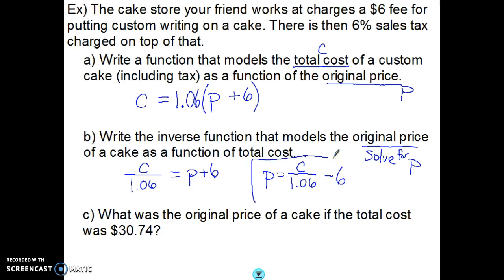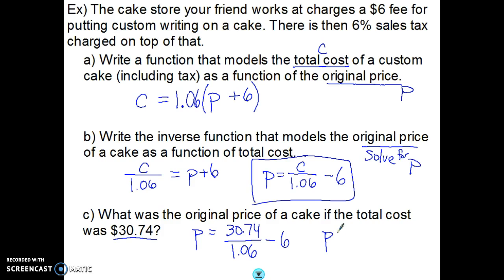So this equation will tell you what the original price, P, of the cake was if the total cost was C, which lets us answer questions like, what was the original price of a cake if the total cost on your receipt was $30.74? So all I have to do to solve this is plug in $30.74 for C into our inverse function that we made up. And I believe in the end, after doing all of that math out, P should come out to be $23.